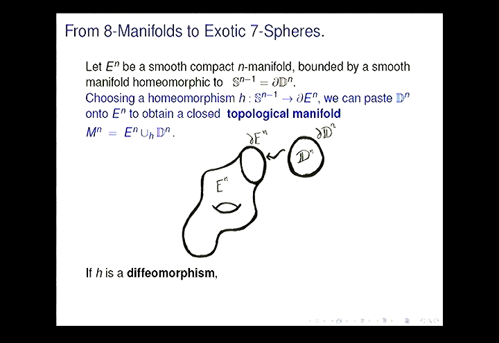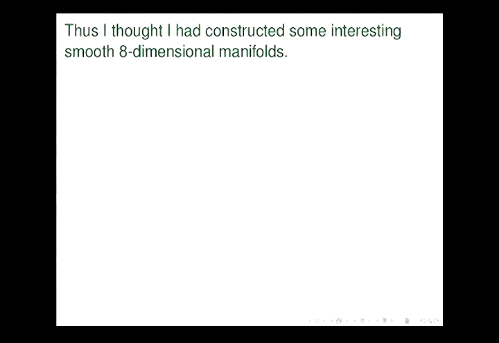But now suppose we know that this homeomorphism between this sphere and this one is actually a diffeomorphism. Then we could use the same construction, and it's not hard to round off the corners and get a smooth manifold. So in that case, we could take the 8-dimensional manifold with boundary, paste on an 8-dimensional disk, and get a smooth 8-dimensional manifold. Well, this looked perfect, but there was a problem.